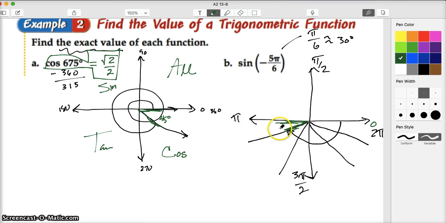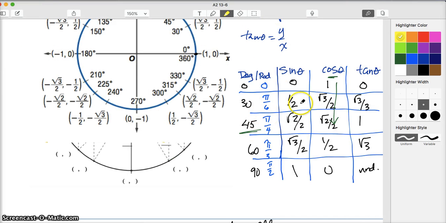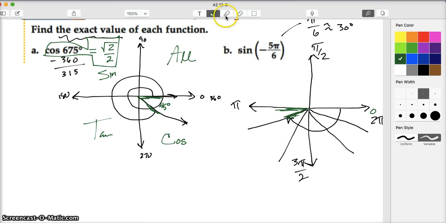Pi over 6, or 30 degrees. And so we go back to our chart. And here I can observe that the sine of pi over 6 is 1/2. I'm going to use that in my answer over here. So I know that this value is going to be 1/2, right?